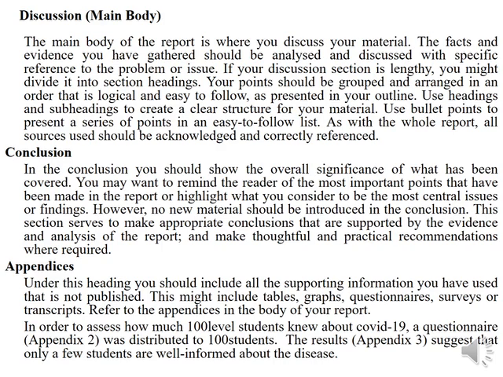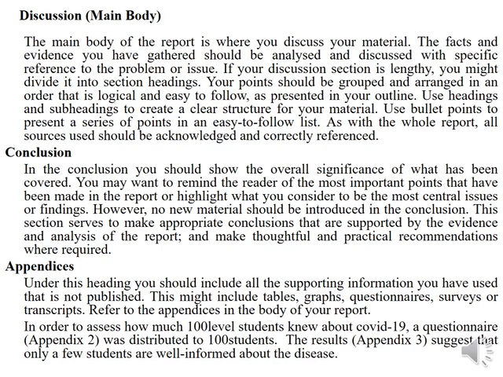So all the sources, all the scholars you are going to quote in your body, you must acknowledge them and you must reference them correctly. And the last one is conclusion.